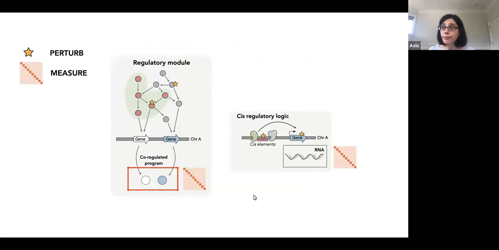Okay, so far we looked at cis regulatory sequences.